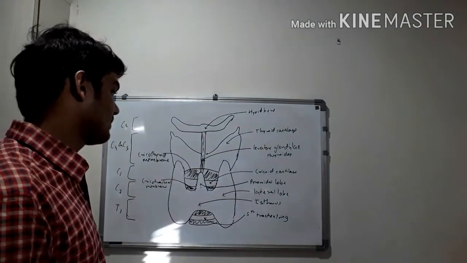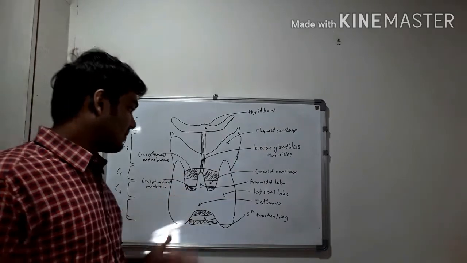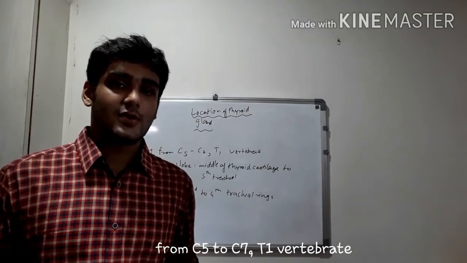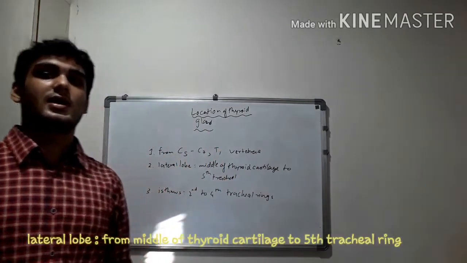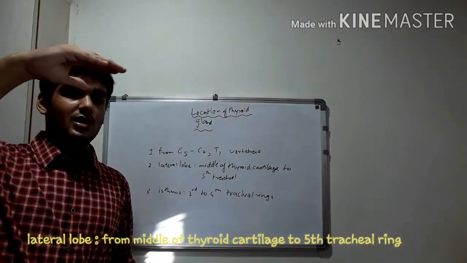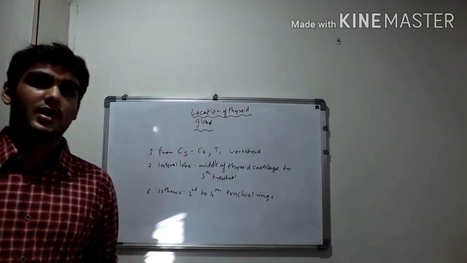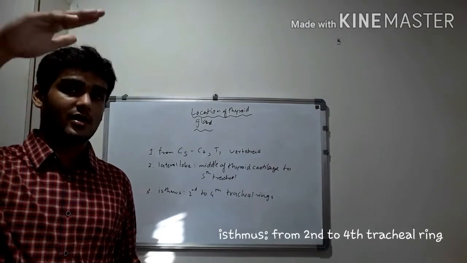That was the fifth tracheal ring. And talking about the isthmus, it extends from the second to fourth tracheal rings. So revising the location again, it extends from C5 to C7 and till T1 vertebral levels. Then the lateral lobe is situated from the level of the middle of the thyroid cartilage to the fifth tracheal ring. And the isthmus is situated from the second to fourth tracheal rings.